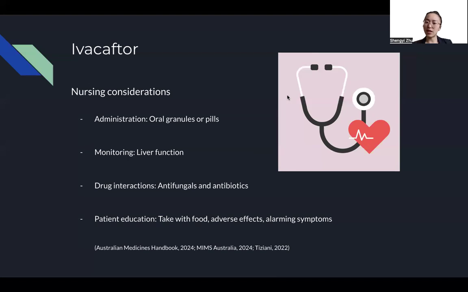Ivacaftor may interact with other drugs, such as certain antifungals and antibiotics. Reviewing every drug a patient is taking is vital. Inform the patient about the significance of following the recommended course of action and the necessity of taking ivacaftor with food. Talk about possible adverse effects as well as symptoms of liver issues that need to be reported. Side effects may be exacerbated by eating foods that contain grapefruit or Seville oranges.